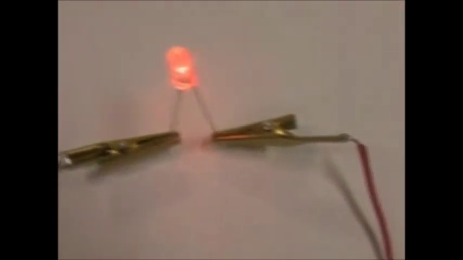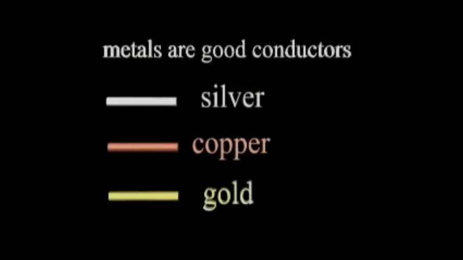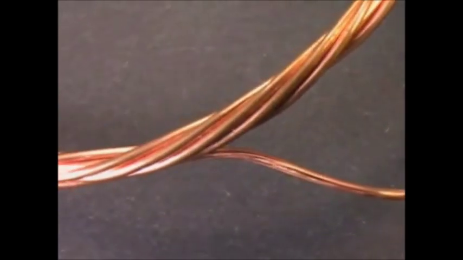Materials that allow electricity to travel through them are called conductors. Most metals are good conductors of electricity. Copper is the most common metal used in wires.